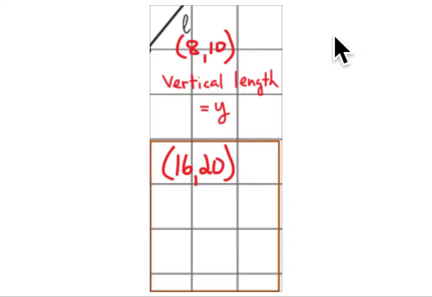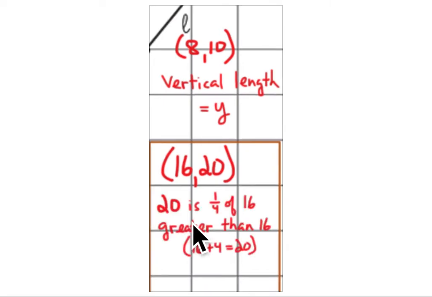All right, so we can use that to check the points that they give you in the problem. They ask the question, is the point 16, 20, so an x value of 16 and a y value of 20, on the line? Well, what's the ratio of 16 to 20? 20 is 1/4 of 16 greater than 16. 1/4 of 16 is 4, and 16 plus 4 is equal to 20. So yes, this point is on that line.